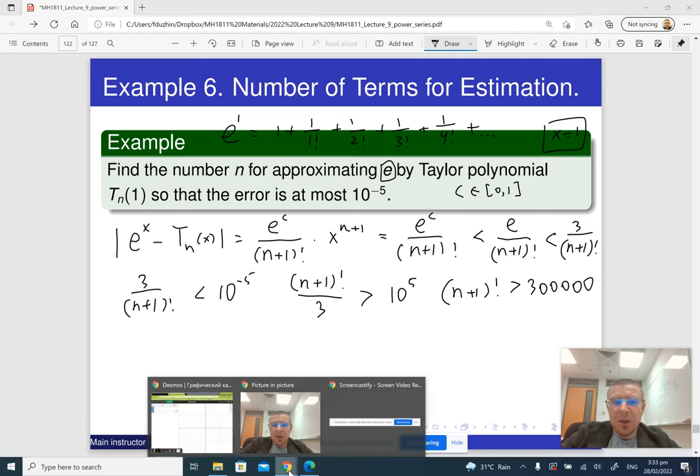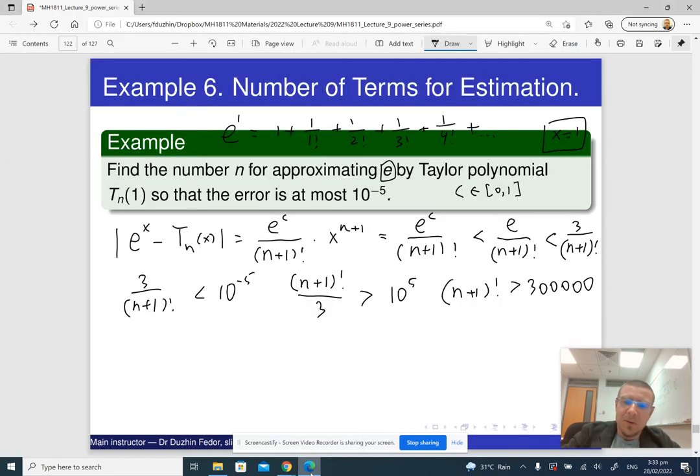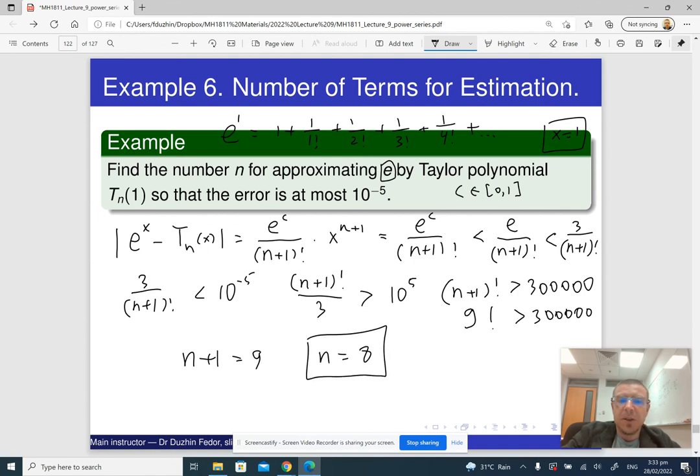And here we can just do trial and error because factorials grow very quickly. So 6 factorial is 720. Then 7 factorial is bigger, 8 factorial bigger but still not enough, and 9 factorial is bigger than 300,000, right? So 9 factorial is already enough. So this is 9 factorial, which means that n plus 1 equals 9 and n equals 8. And this is the answer.